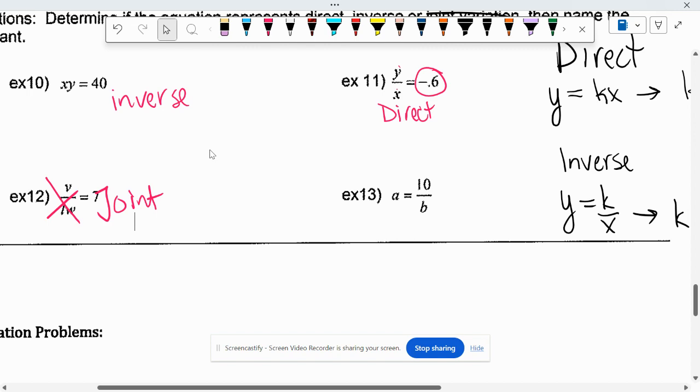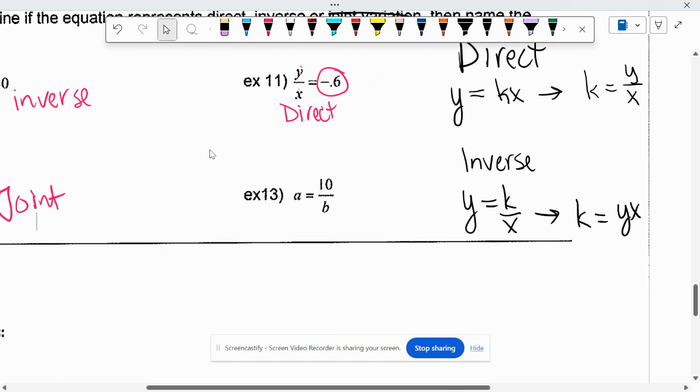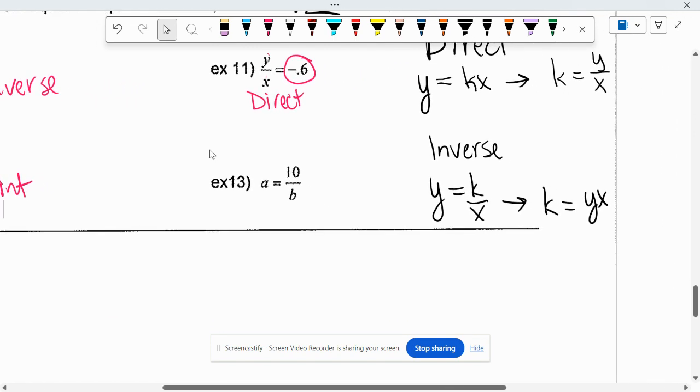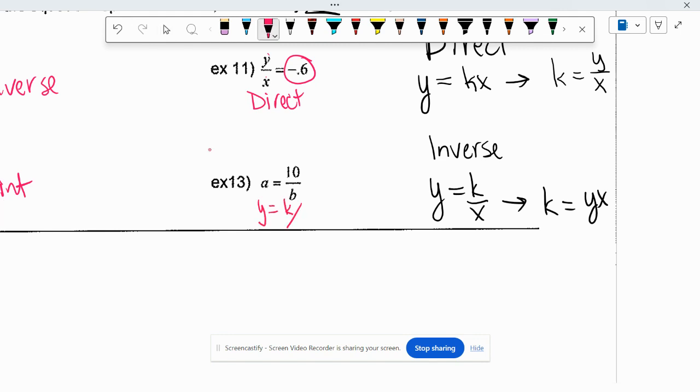Volume is length divided by width, right? So we don't do that. What about number 13? So think of it as this: y equals the constant divided by x. Inverse. Remember, the number is always k in the equation, because k stands for the constant of variation.